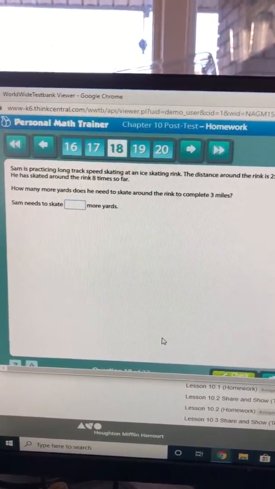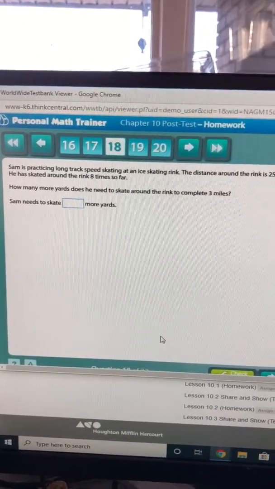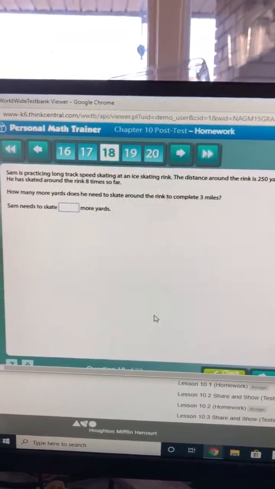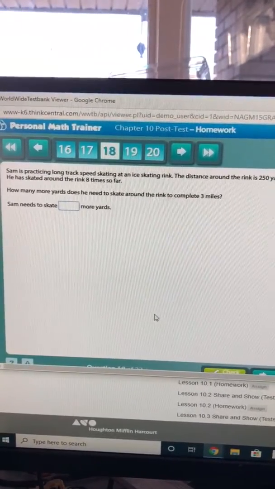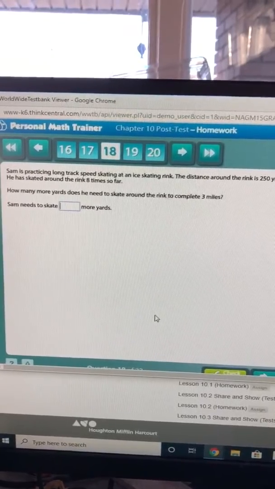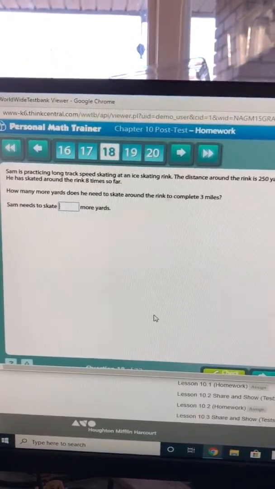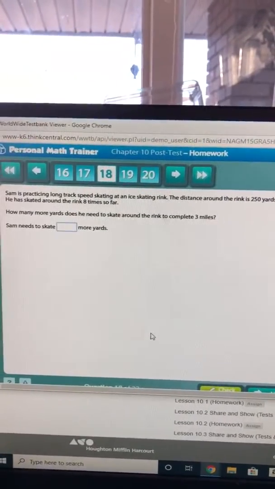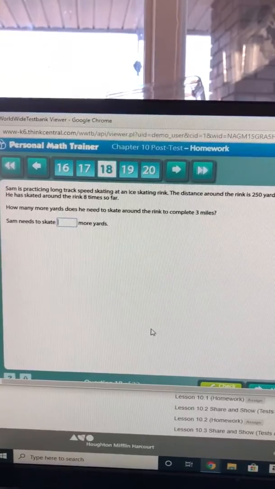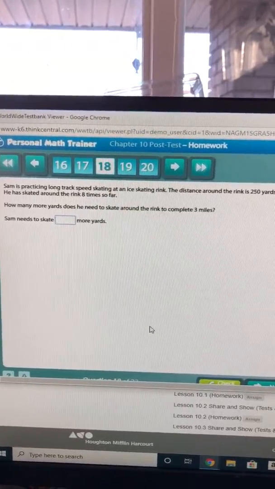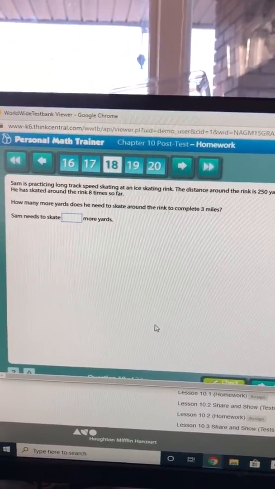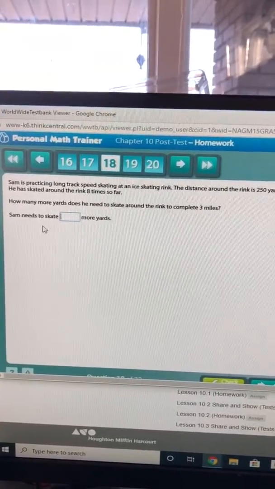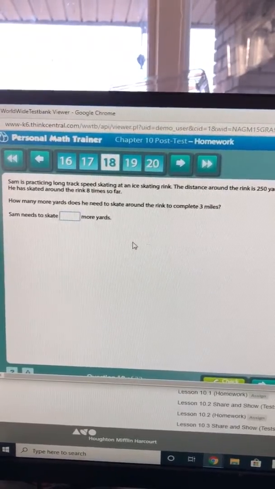Sam is practicing long track speed skating at an ice skating rink. The distance around the rink is 250 yards. He has skated around the rink 8 times so far. How many more yards does he need to skate around the rink to complete 3 miles? Interesting. You need to know how many yards are in a mile, and you need to know how many yards that would be in 3 miles. Okay. And then compare to what he has done. So he needs to skate how many more yards to make it to 3 miles.